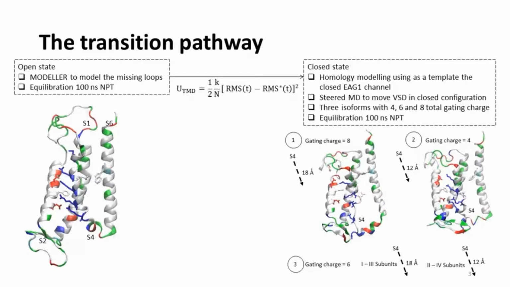Since the clarification of this issue could provide a basis for rational drug design against long-QT syndrome, we addressed the problem with an integrated simulation and network-theoretical approach. A homology model was built using the EAG1 closed channel, and three putative conformations of the closed state with gating charge 4, 6, and 8 were built using steered molecular dynamics. Targeted molecular dynamics was then run to drive the channel from the closed to the open state and vice versa.